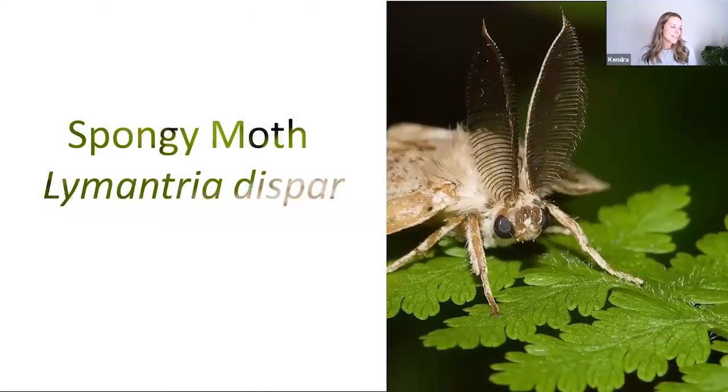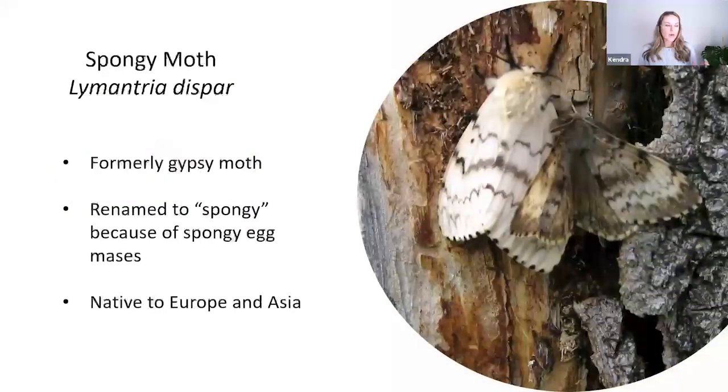So diving into today's topic, spongy moth, or Lymantria dispar, is the scientific name for this specific pest. Now, this pest, you heard me slip up earlier. It was formerly called gypsy moth, and it was reclassified and renamed spongy moth because of its spongy egg masses. And we'll see a few photos of that here in just one second.